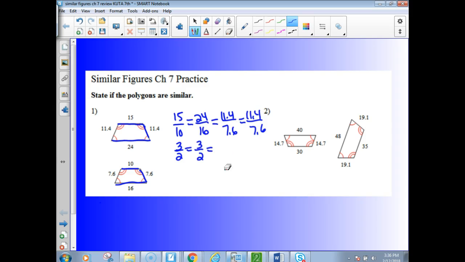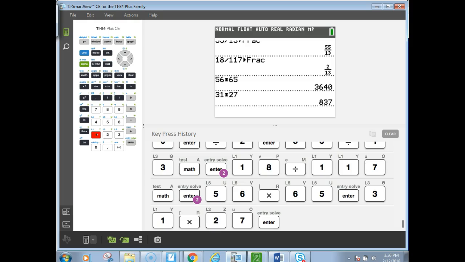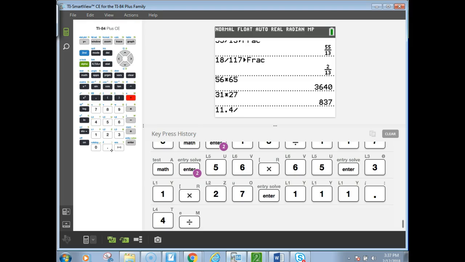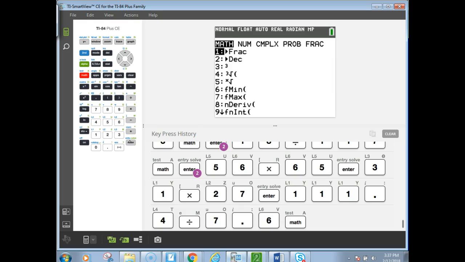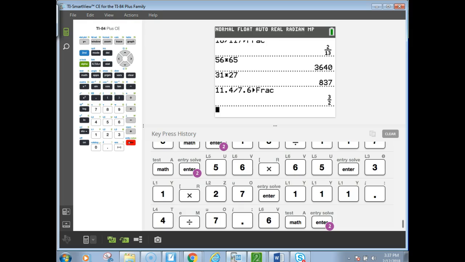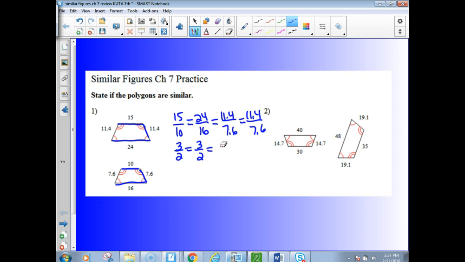Now this one, not so easy to tell. You grab your calculator, you type 11.4 divided by, I forgot what it was, 7.6. And you hit math, enter, enter. And that reduces to 3 halves. Since all of these are in the ratio of 3 to 2, the polygons are similar. Yes, they are similar.